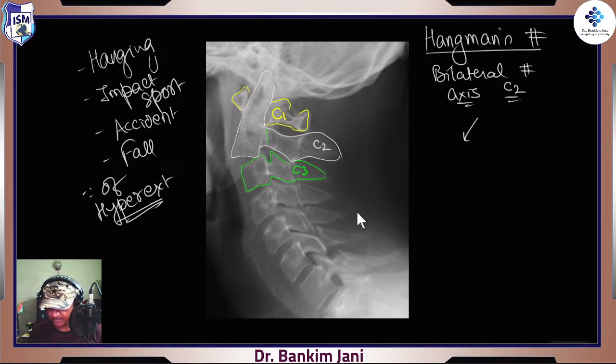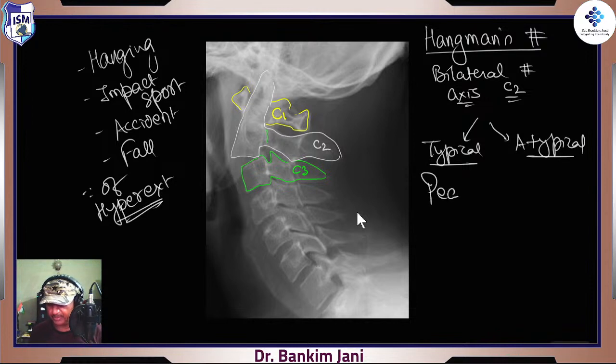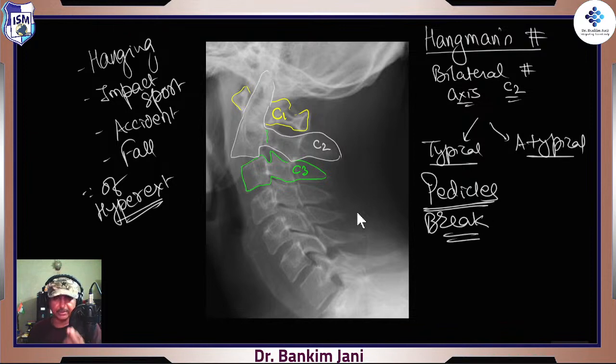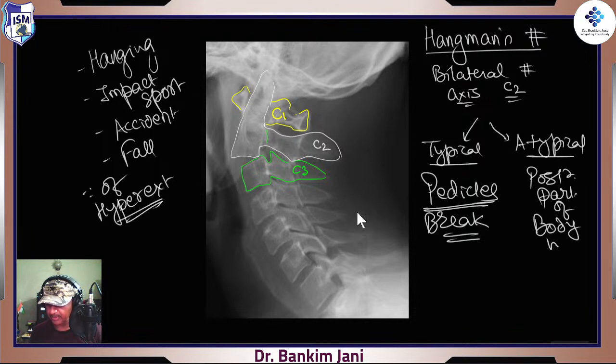Now this hangman's fracture can be of two types: typical and atypical. Typical is very easy to understand. In typical, the pedicles break. And now you know very well why the pedicles should break, because they are the weakest structure. As such, they are small, and plus there is the foramen transversarium, making them still weaker, so they break. In atypical, the posterior part of the body breaks. In either case, surprisingly, the dens is intact.